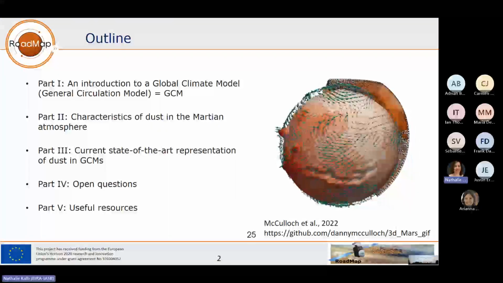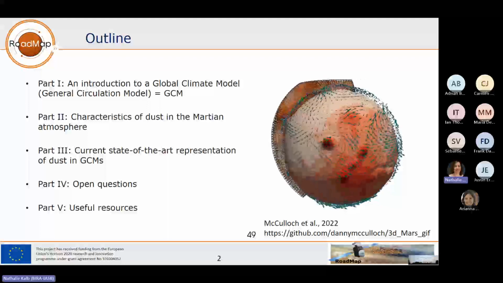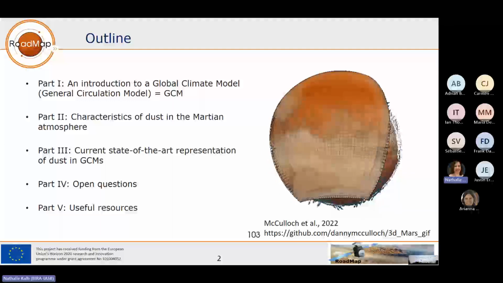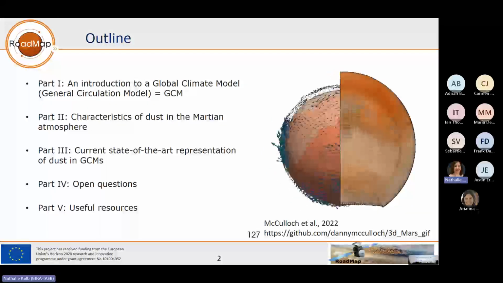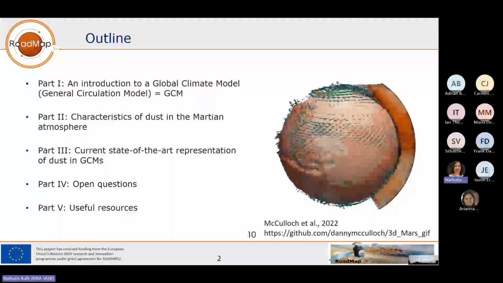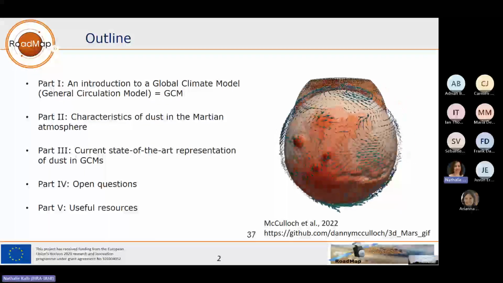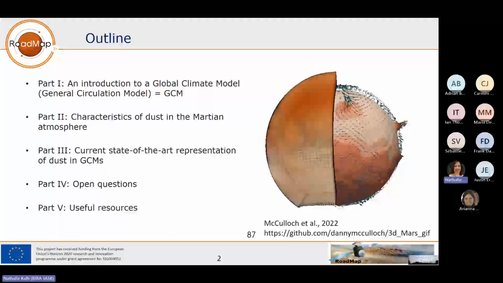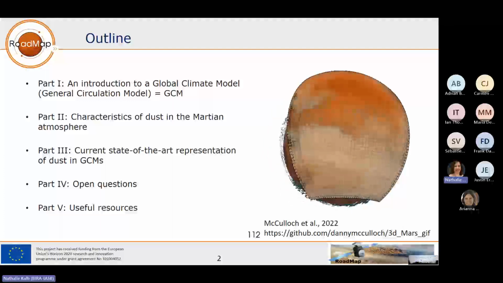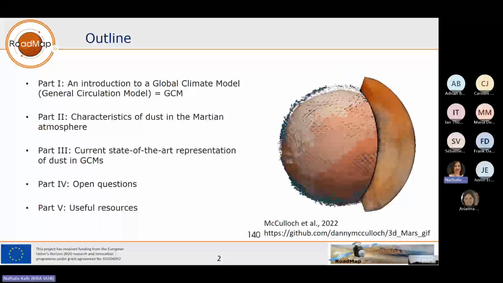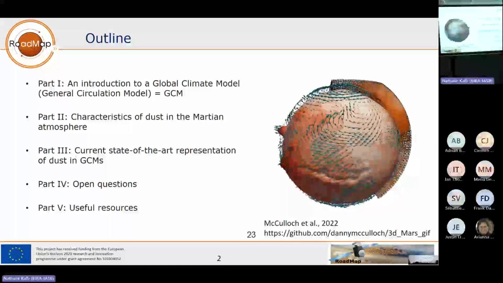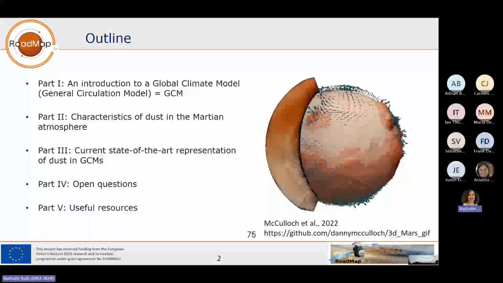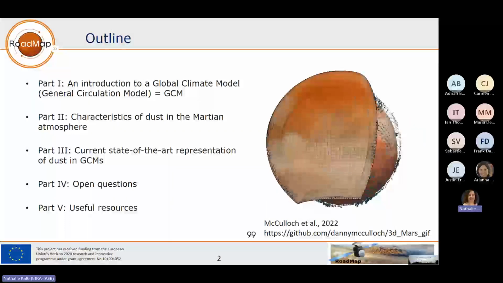So just to give you an overview, I'm going to introduce a bit about GCMs and what it takes to make a GCM. Review a little bit the characteristics of dust in the Martian atmosphere from the perspective of how do we model it. What we do in models right now, what we would like to do in models or what we don't get right in models, things, open questions that we haven't solved yet, and then maybe some useful resources. Modelers love pretty animations. This is not mine. It's from the UK Met Office model, but it's a good one, so I put it in there.